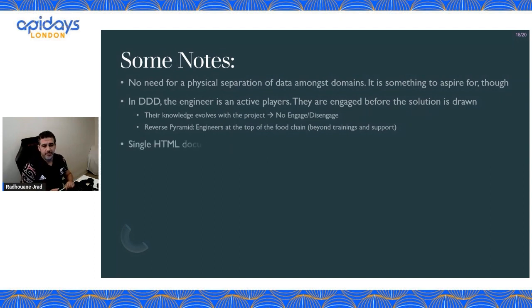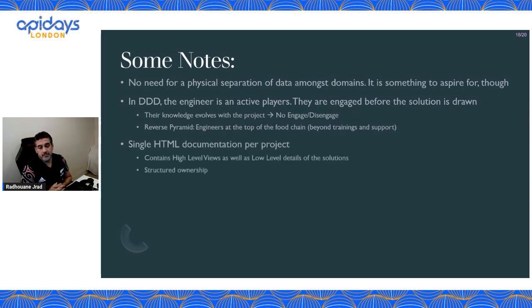So this is what we call the reverse pyramid. In terms of documentation, I'm a big fan of the Agile Manifesto, so it's very minimal documentation. What we did is one HTML document per project that has two parts: high level, where the architect fills in their details, and then low level, where the engineers working on the case put the contracts, the samples, and every technical aspect. The whole document is owned by the delivery team or head of delivery, who would have to check that before the APIs can be released into production.